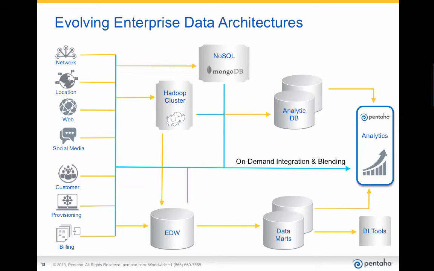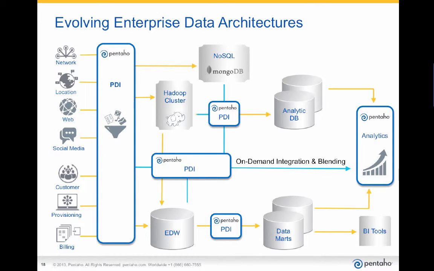Now there's also a notion of more on-demand integration and blending. This gives the user access, in a real-time manner, to the data they need to be able to make their decisions. Now, where does Pentaho fit into this entire architecture? Well, Pentaho really is the glue tying all of these architectural components together. So Pentaho Data Integration can access any data source, ingest it, transform it, and load it into any of the other data sources, right? So ingest any data, load it to anywhere.